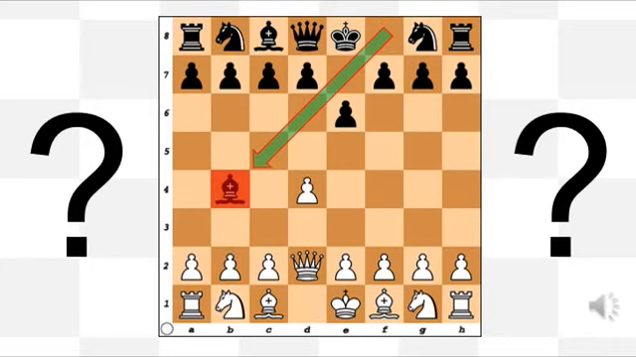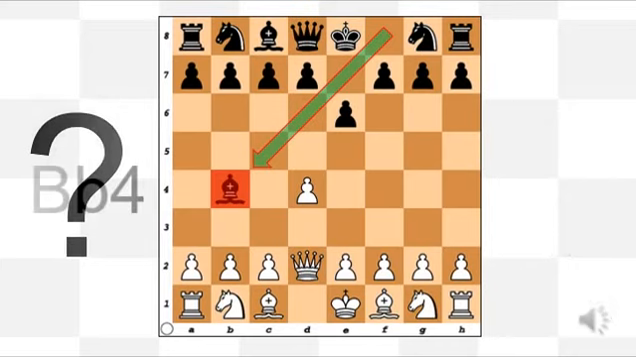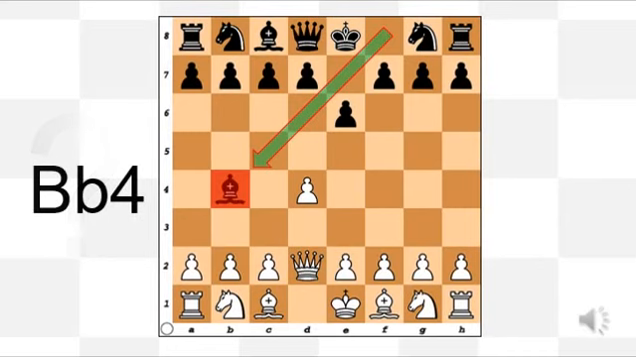Here's another example. What would be the notation for this move? The bishop is starting off on square F8. The correct answer is capital B, then lowercase b, then 4. Capital B being the bishop's symbol, and then lowercase b4 being the coordinate of the square.